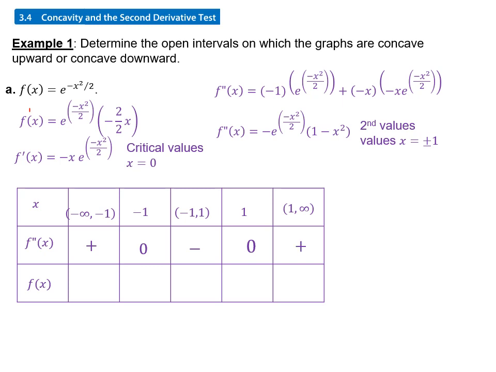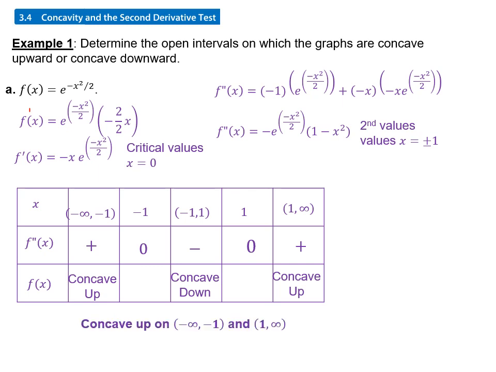So that means for negative infinity to negative 1, that is concave up. Negative 1 to 1, it's concave down. 1 to infinity, it's concave up. So the intervals on which it is concave up is negative infinity to negative 1, and 1 to infinity, it's concave down on negative 1 to 1.